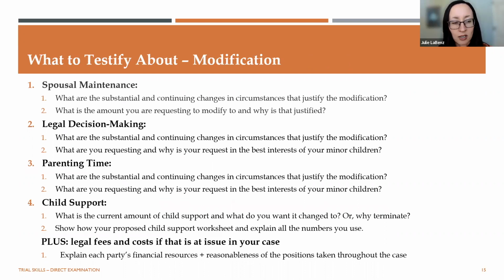Modification, you're going to need to explain what the substantial and continuing changes in circumstances are and what you're asking the court to do. Now, let's say you don't want the modification, so the other side is requesting it and you are arguing against it. In that case, you could be producing evidence to show why there aren't substantial and continuing changes in circumstances that justify the modification, and explaining why the modification should not be granted.